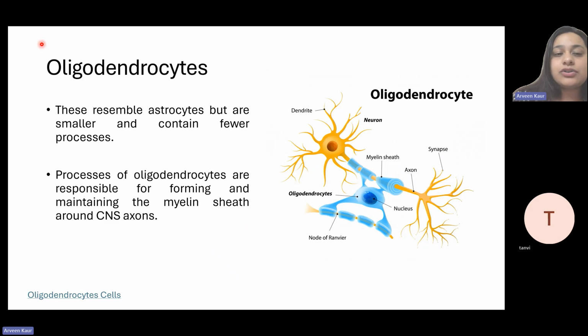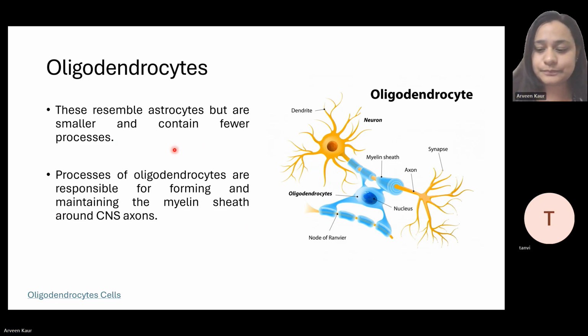Then there are oligodendrocytes, right? Oligodendrocytes resemble astrocytes but are smaller and contain fewer processes, right? So these are oligodendrocytes. What is the main function of oligodendrocytes? They are responsible for forming and maintaining the myelin sheath around CNS axons, right? So in the PNS, somebody else is taking care of this. In the CNS, which cell is forming this myelin sheath? It is basically the oligodendrocytes, right?